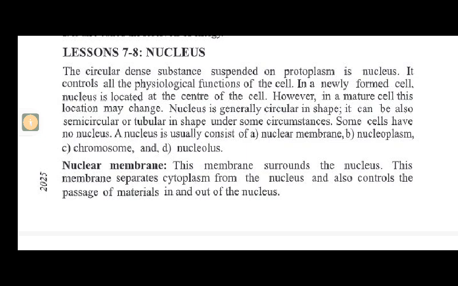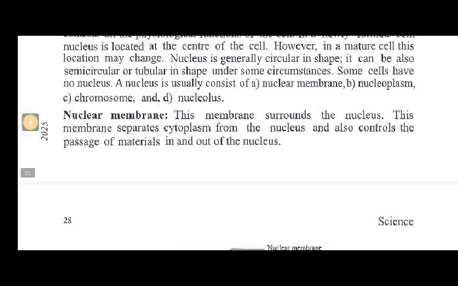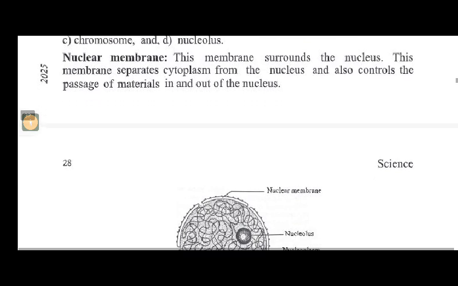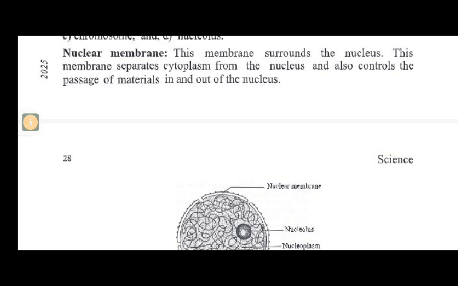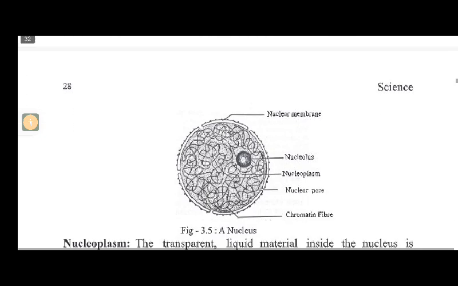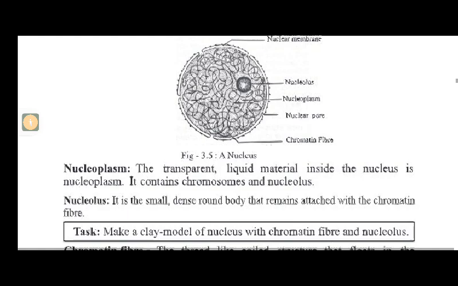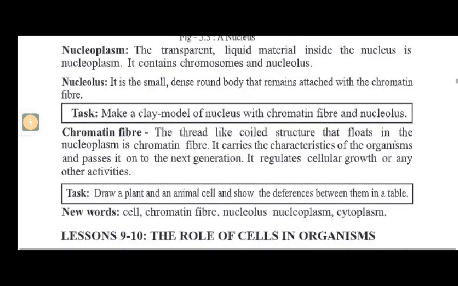A nucleus usually consists of nuclear membrane, nucleoplasm, chromosomes, and nucleolus. Nuclear membrane: the membrane which surrounds the nucleus. This membrane separates the cytoplasm from the nucleus and also controls the passage of material in and out of the nucleus. Nucleoplasm: the transparent liquid material inside the nucleus is nucleoplasm. It contains chromosomes and nucleolus.